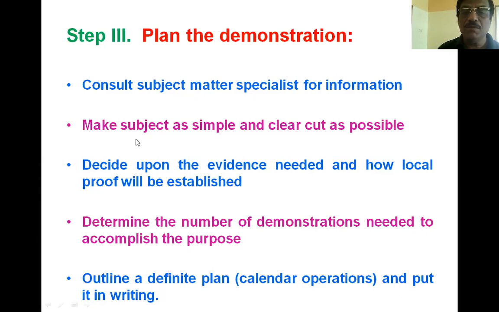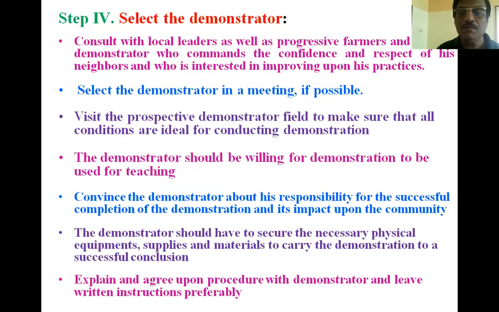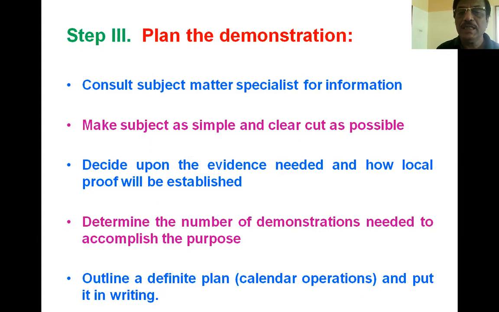Make the subject as simple and clear cut as possible. It should not be difficult for the farmers to understand. Make it clear so that it is not misunderstood by the farmers. That means make the subject simple, using simple words, simple sentences, simple language, and clear cut. So each sentence should spell out only one idea. There should not be more than one idea in a single sentence. Try to give the ideas one by one.